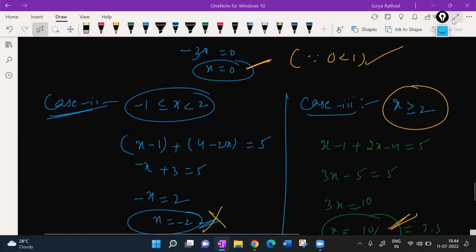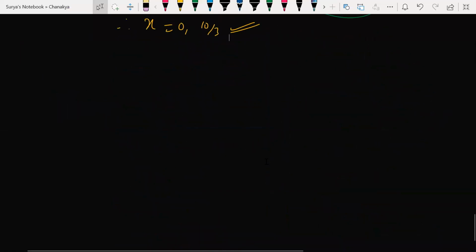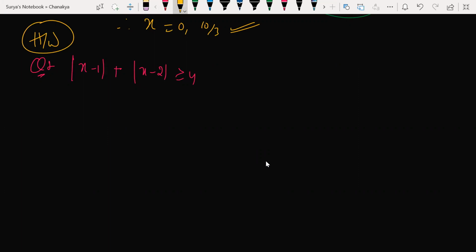Great. Next, I'll give one more question. Let's see how many of you are going to make that. Everyone take this question. Modulus of x minus 1 plus modulus of x minus 2 greater than or equal to 4. This is a homework question.